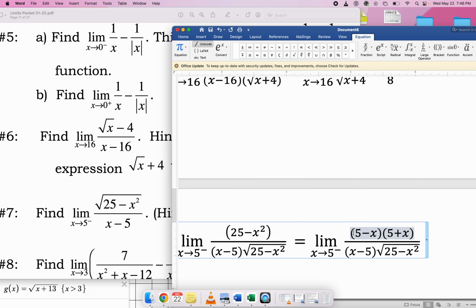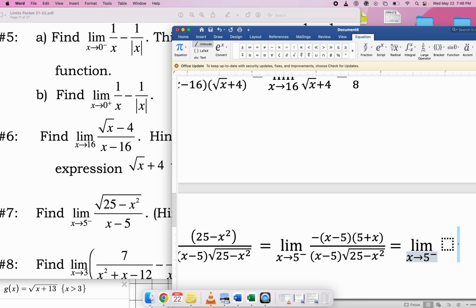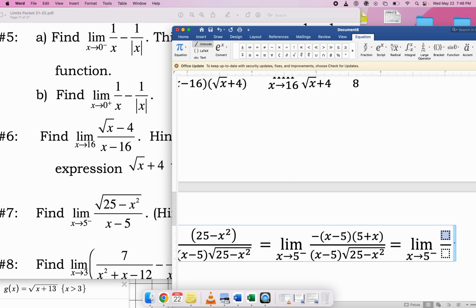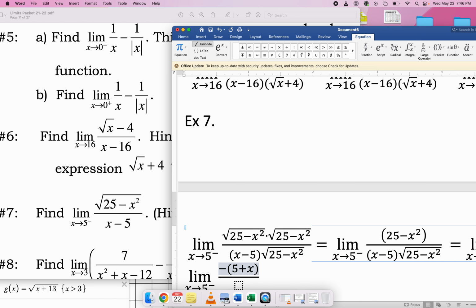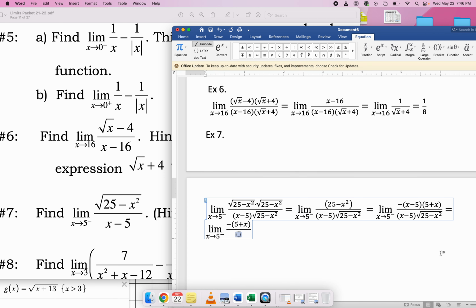Watch out, because the 5 minus x is not the same thing as x minus 5, right? You can cancel these guys, but if you want, you can rewrite this as x minus 5, but then you get a minus sign here, right? So these guys cancel, but you're going to have a minus sign left over in the numerator. So that's going to be the limit as x approaches 5 from the left of negative quantity 5 plus x over the square root of 25 minus x squared.